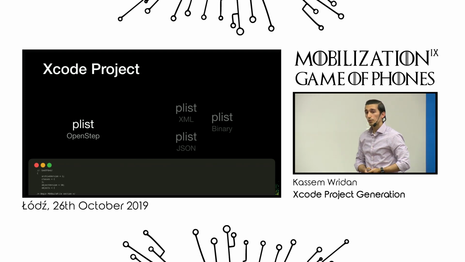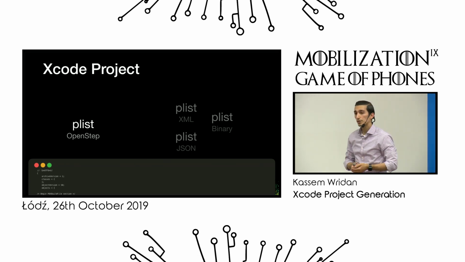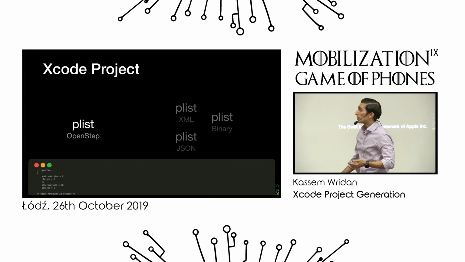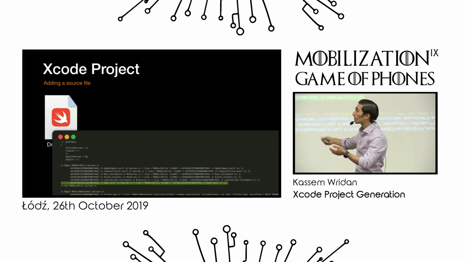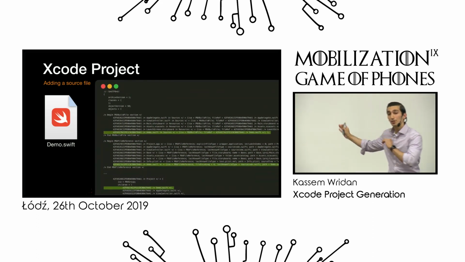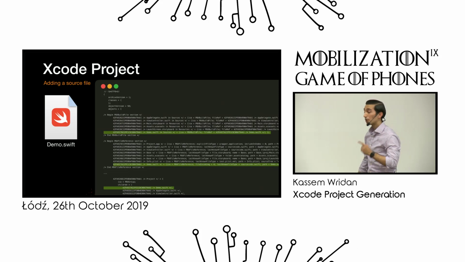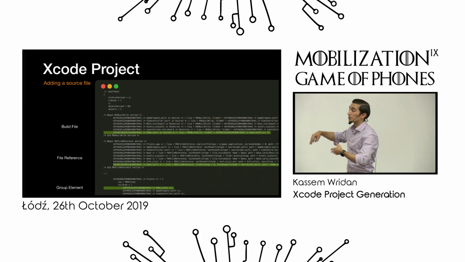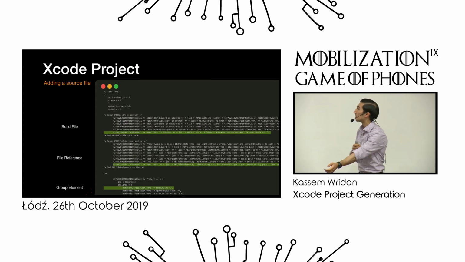What's really interesting about this file is how closely it resembles the UI in Xcode. And to really illustrate this, let's take an example of adding a new file. So if we add demo.swift, for example, to our project, look at the git diff, and you will notice you get not 1, but 3 new entries in this file. And these are in different sections. The property list is organized into sections here. The first one is called a build file, then you have a file reference, and lastly, a group element.